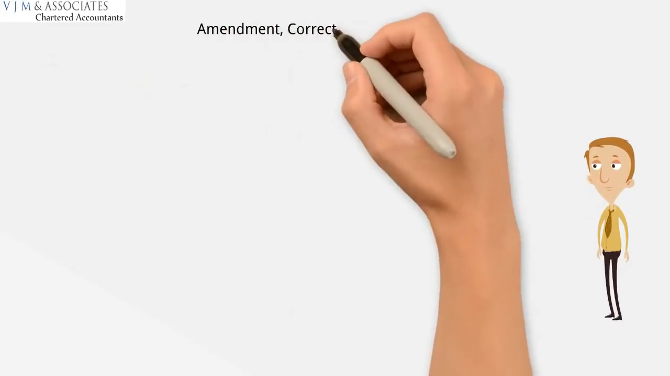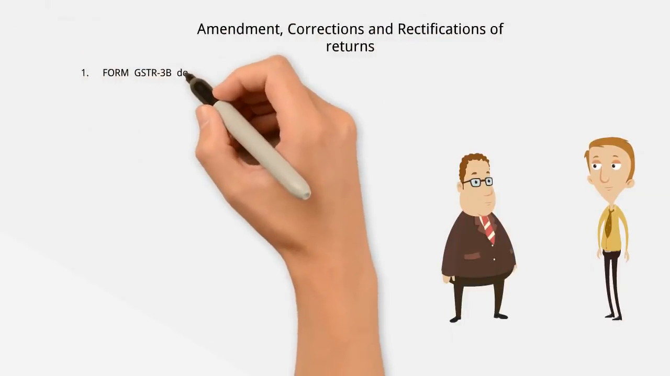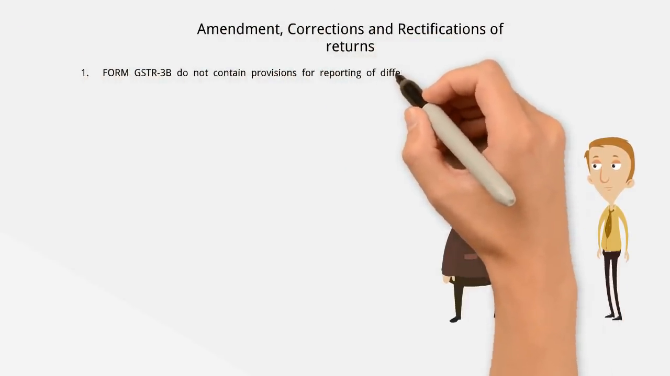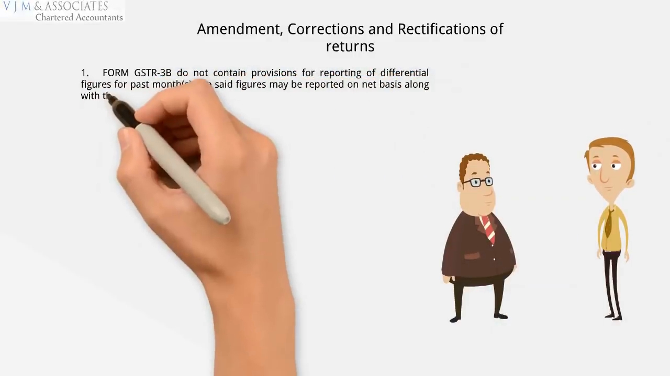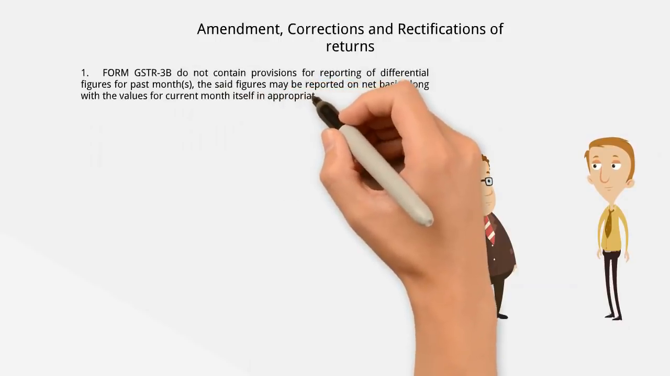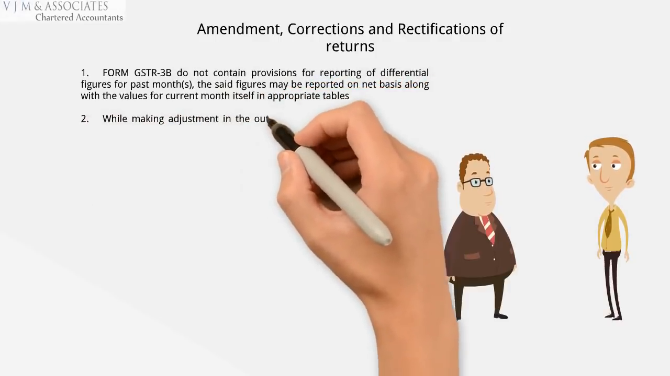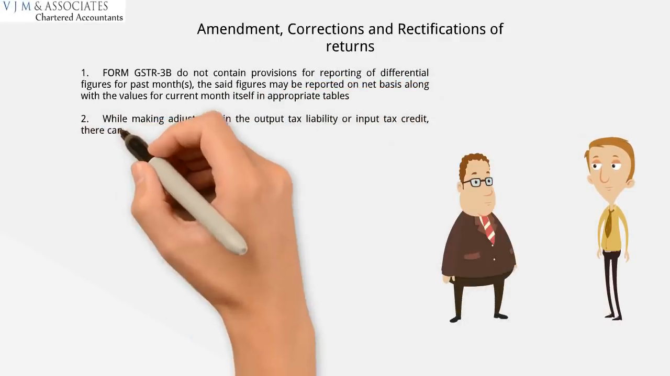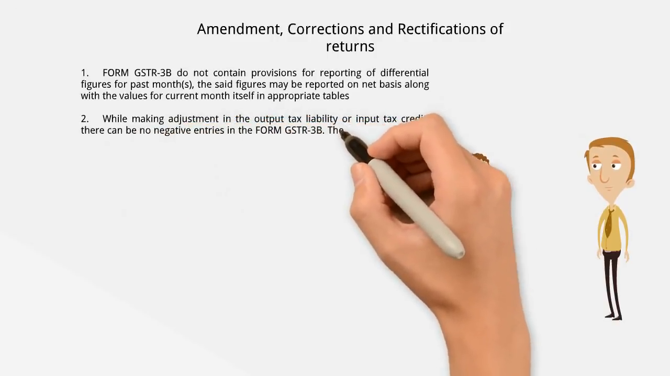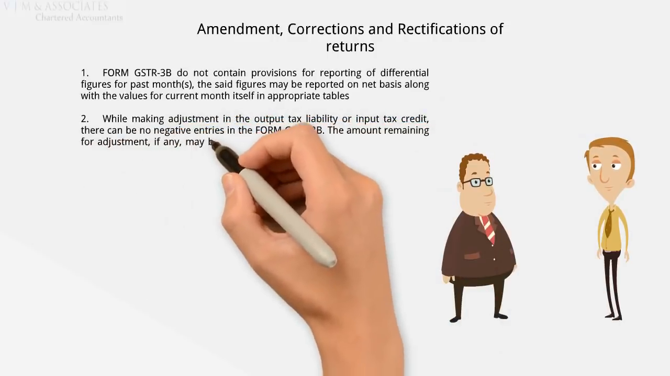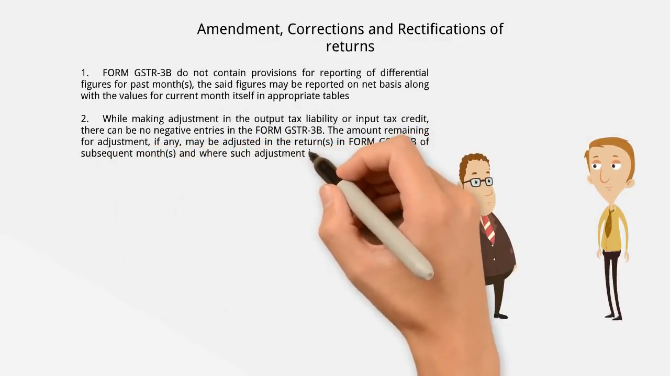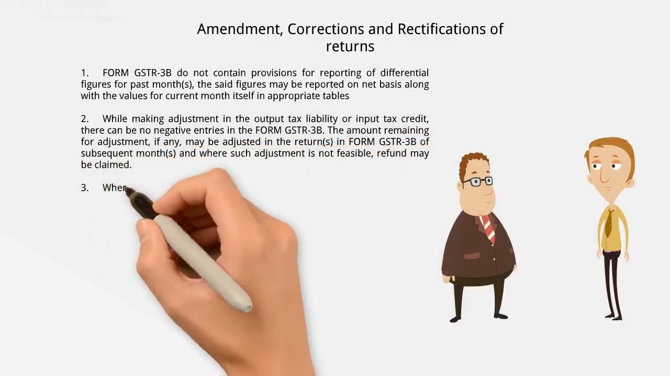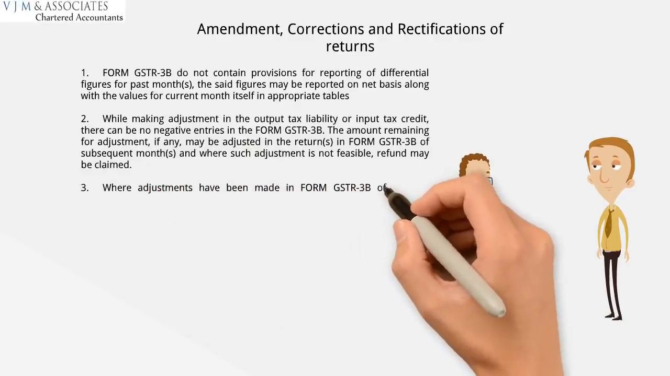Amendment, corrections and rectifications of returns. Form GSTR-3B does not contain provisions for reporting of differential figures for past months. The said figures may be reported on net basis along with the values for the current month itself in appropriate tables. While making adjustment in the output tax liability or input tax credit, there can be no negative entries in the Form GSTR-3B. The amount remaining for adjustment, if any, may be adjusted in the returns in Form GSTR-3B of subsequent months, and where such adjustment is not feasible, refund may be claimed.